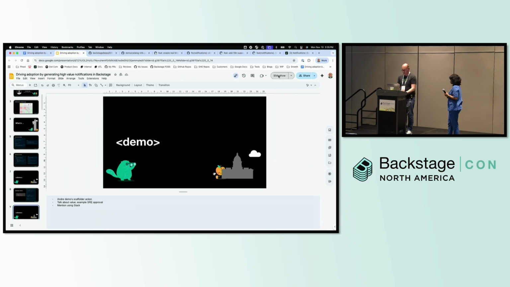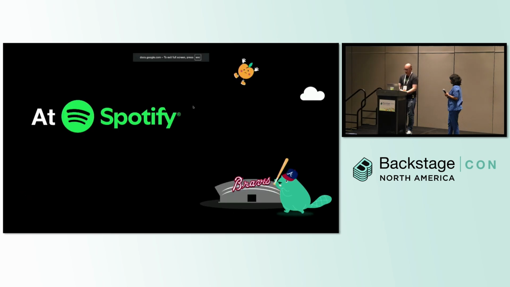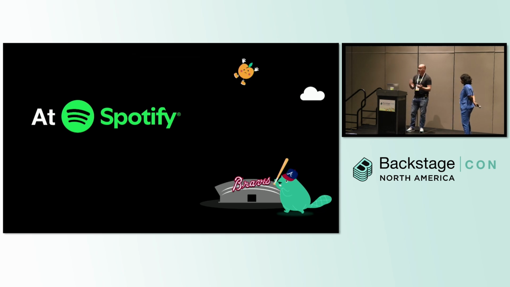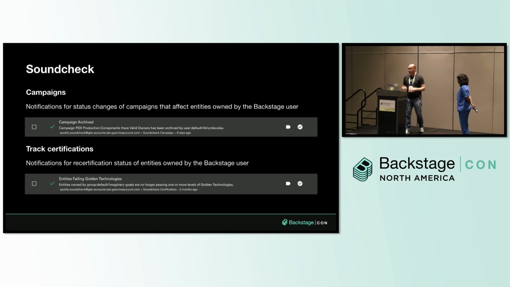Cool. Moving on. So at Spotify, we've implemented a bunch of things with our internal Backstage instance that we've had for ages, and I'd like to talk to you all about ways that we've done that with some of our internal custom things that we've built for our needs. And one of them is Soundcheck, which is our scorecarding plugin that we use to track migrations and different things.